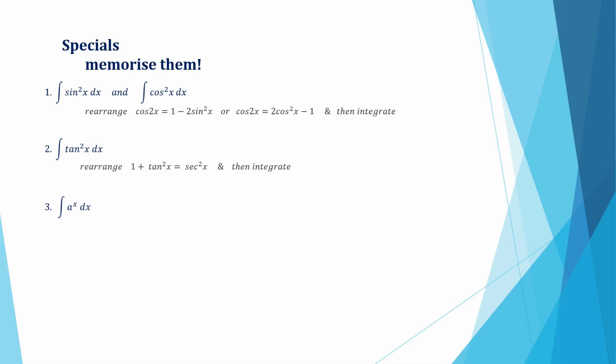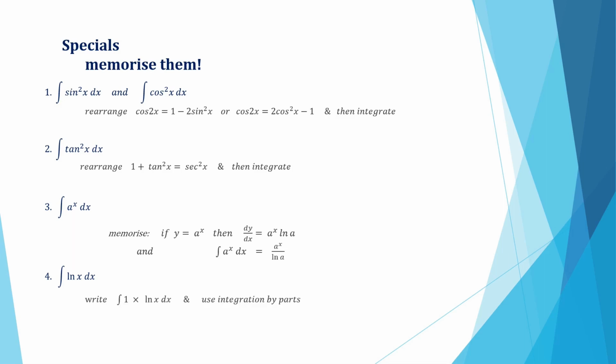Number 3, the integral of a to the power of x, where a is a constant. You need to memorize that if y is a to the power of x, then when you differentiate, you get a to the power of x multiplied by log a. So integrating, it's a to the power of x divided by log a. And the last one on my list of specials, how to integrate log x. We write it as 1 times log x, we create a product, and then use integration by parts.